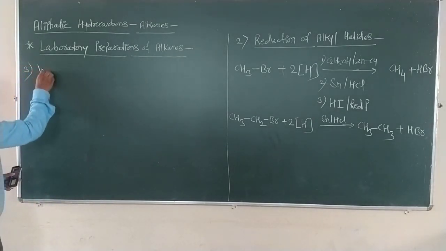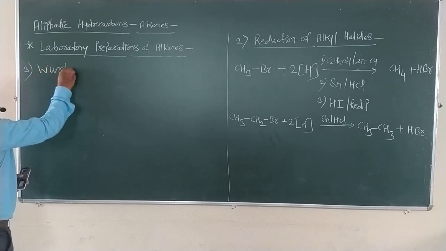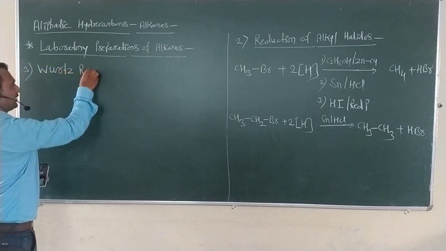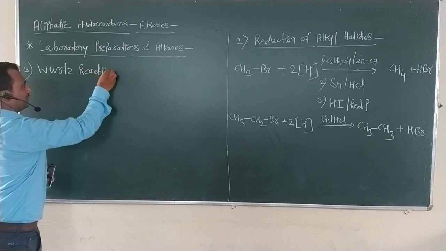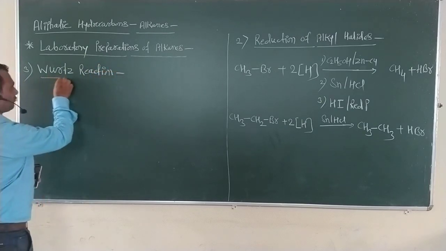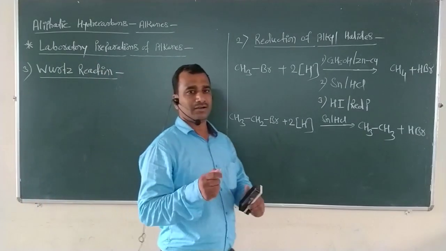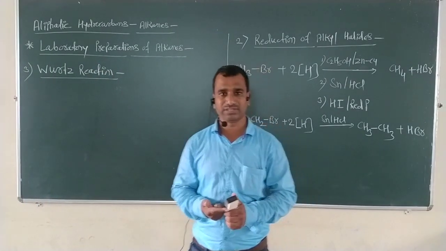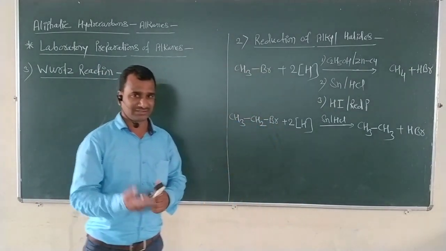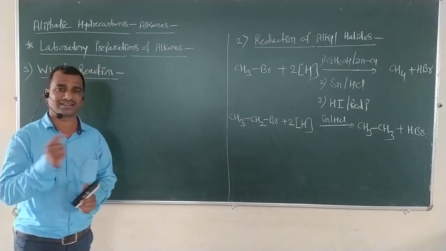The name of this reaction is the Wurtz reaction. This is method number 3 for the preparation of alkanes in a laboratory. This is the most important method for the formation of higher alkanes.